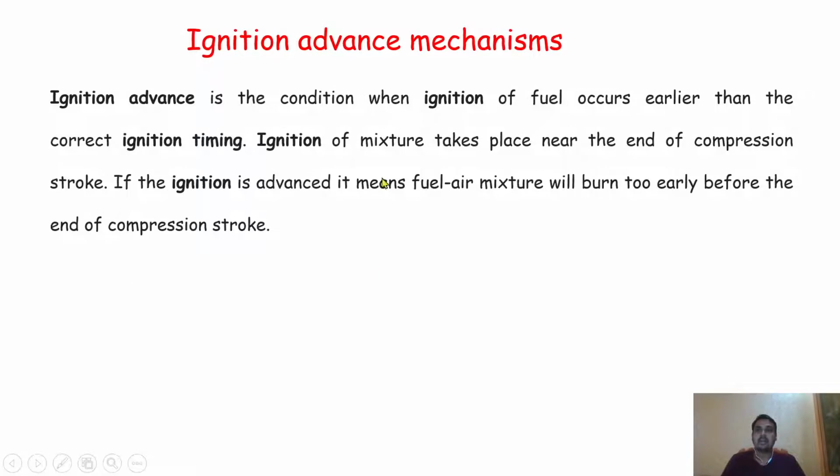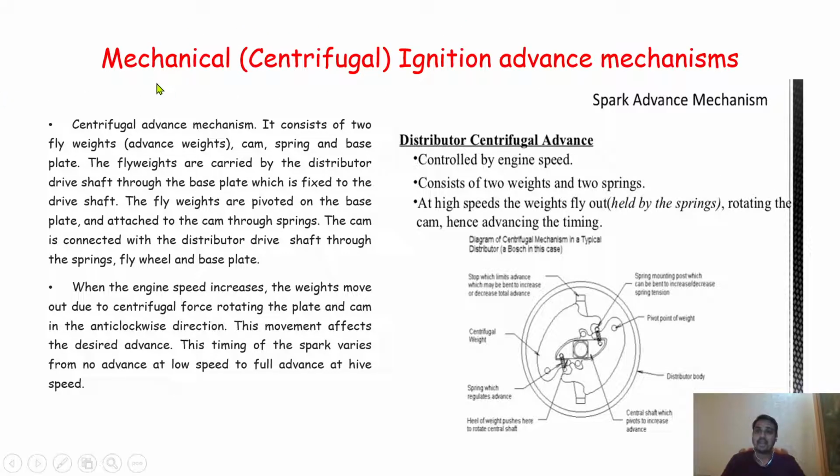Ignition advance is nothing but the condition when the ignition of fuel occurs earlier than the correct ignition time. Ignition of the mixture takes place near the end of the compression stroke, and if the ignition is advanced, it means the air-fuel mixture will be burned too early, before the end of the compression stroke. Along with these basics, here we will discuss the types, first the mechanical or centrifugal ignition advance mechanism.